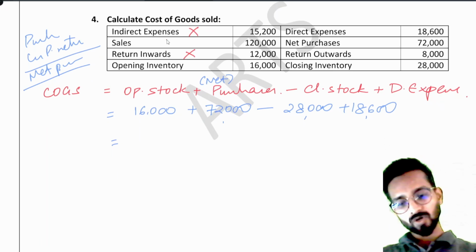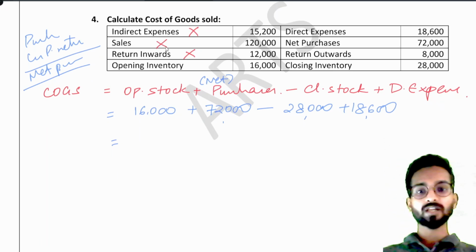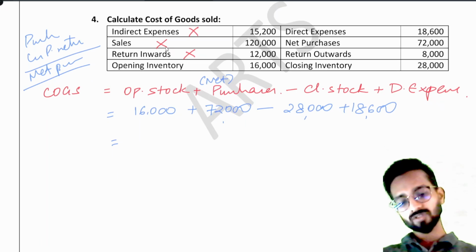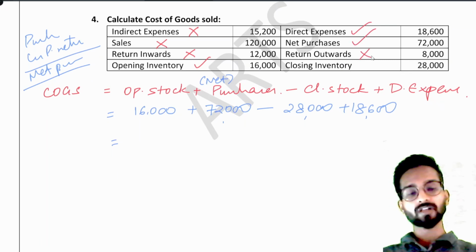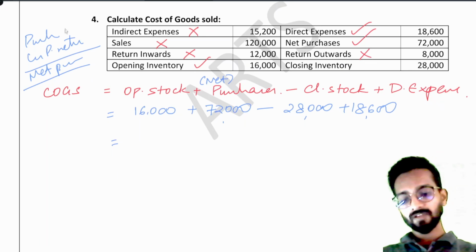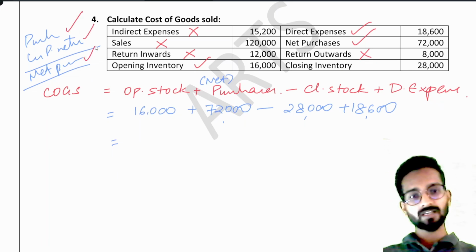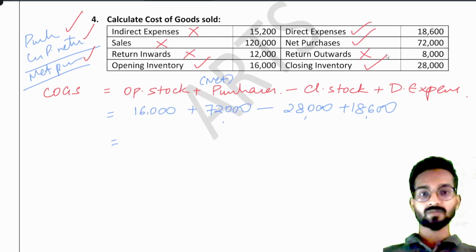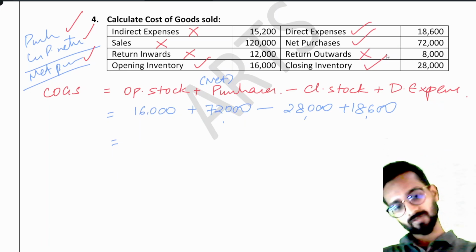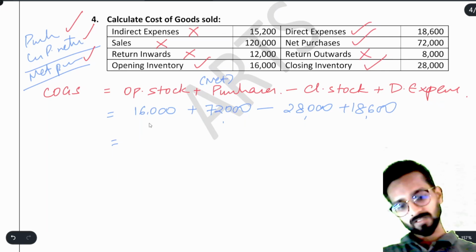Will sales be used? Obviously not, because we have to calculate cost of goods sold. Opening inventory we have taken. Direct expense we have taken. Net purchase is given, that is also okay. Return outwards not required, because return outwards are required if we had purchases, but net purchase we have directly. Closing inventory we have used. So out of 8 things they have given, 4 are useless for us. That is the twist in these kinds of questions. We must remember what information we require to calculate our answer.